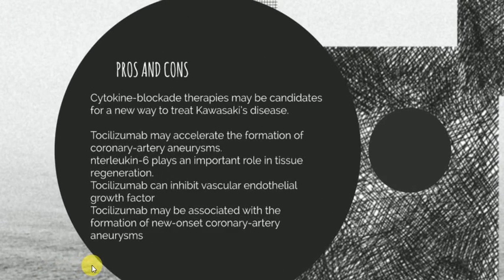Pros and cons. Cytokine blockade therapies may be candidates for a new way to treat Kawasaki disease. Tocilizumab may accelerate the formation of coronary artery aneurysm. Interleukin-6 plays an important role in tissue regeneration. Tocilizumab can inhibit vascular endothelial growth factor. Tocilizumab may be associated with the formation of new-onset coronary artery aneurysm.